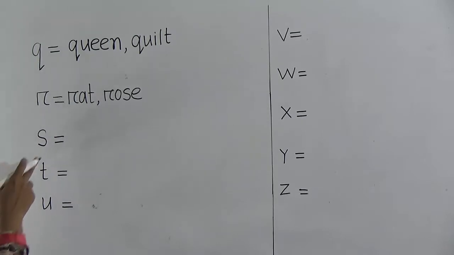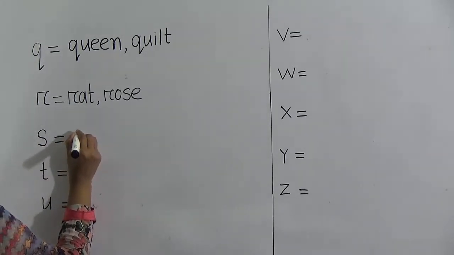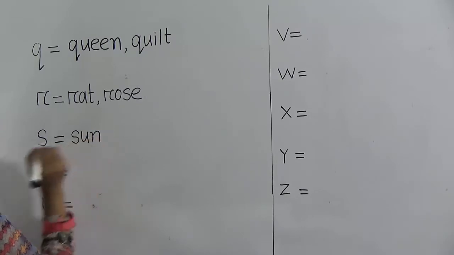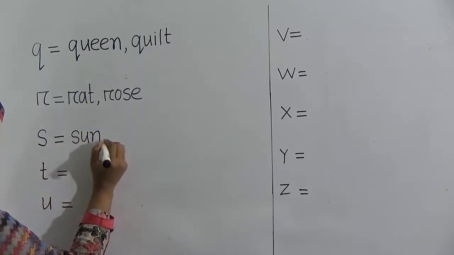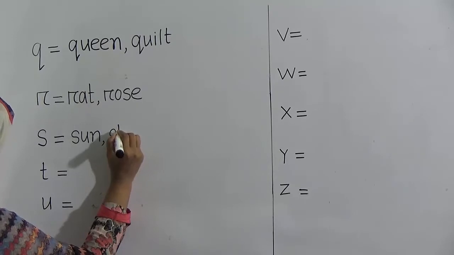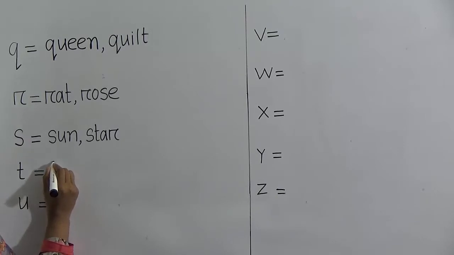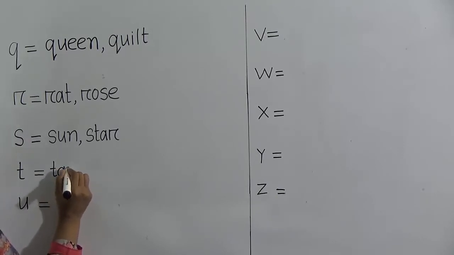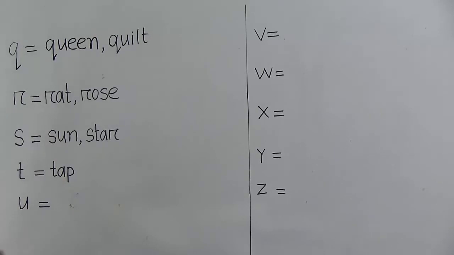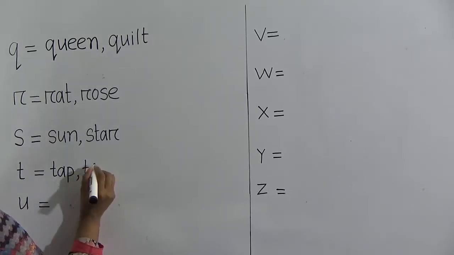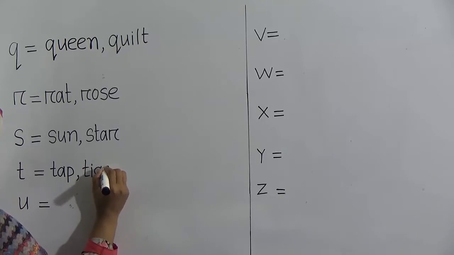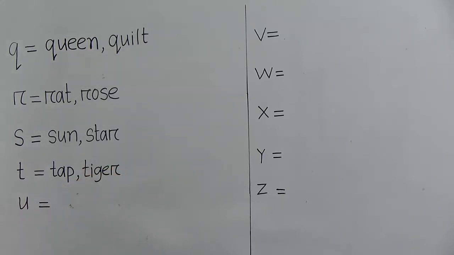Now we will write with the letter S. S for sun. S U N. Sun. S for star. S T A R. Star. S for sun, S for star. Now come to T. T for tap. T A P. Tap. T for tiger. T I G E R. Tiger. T for tap, T for tiger.